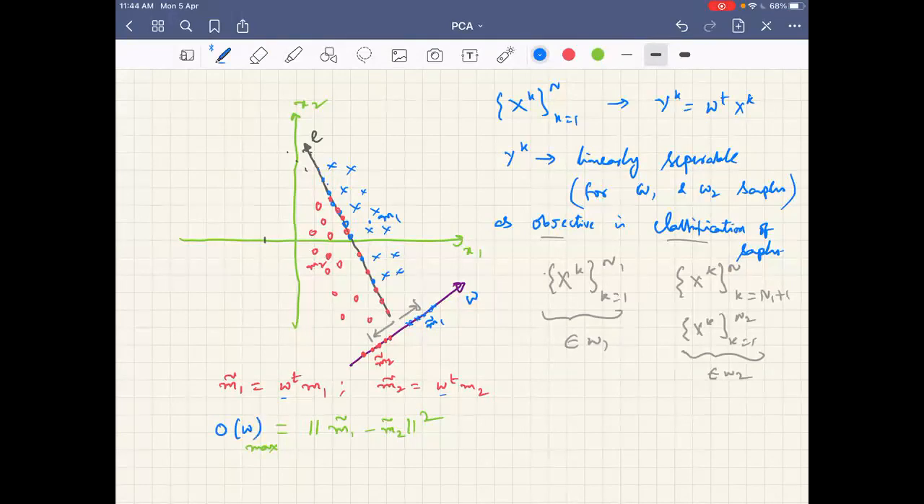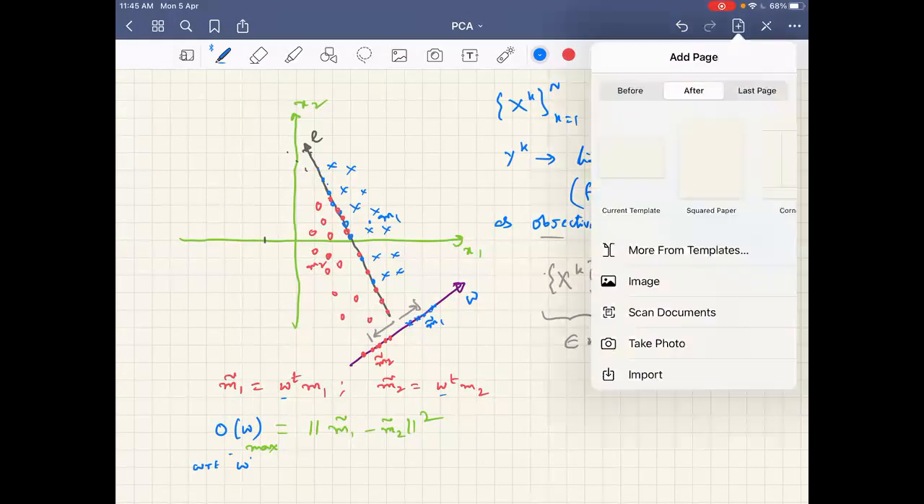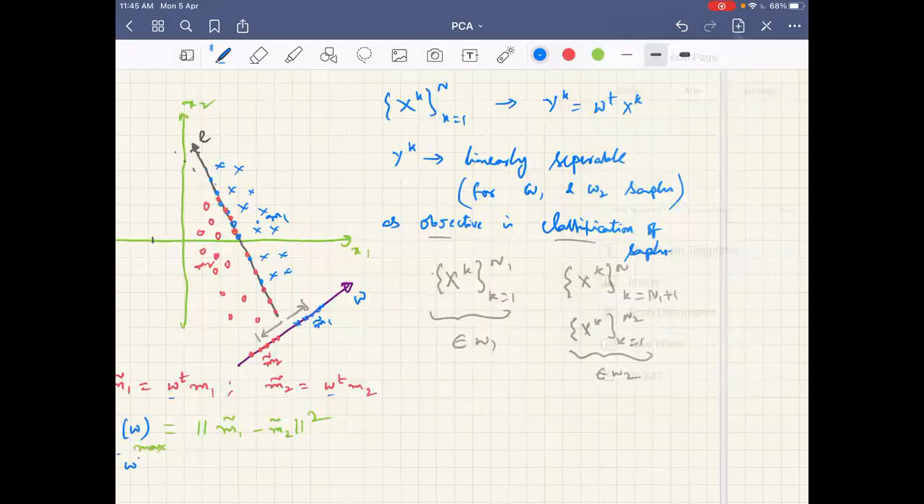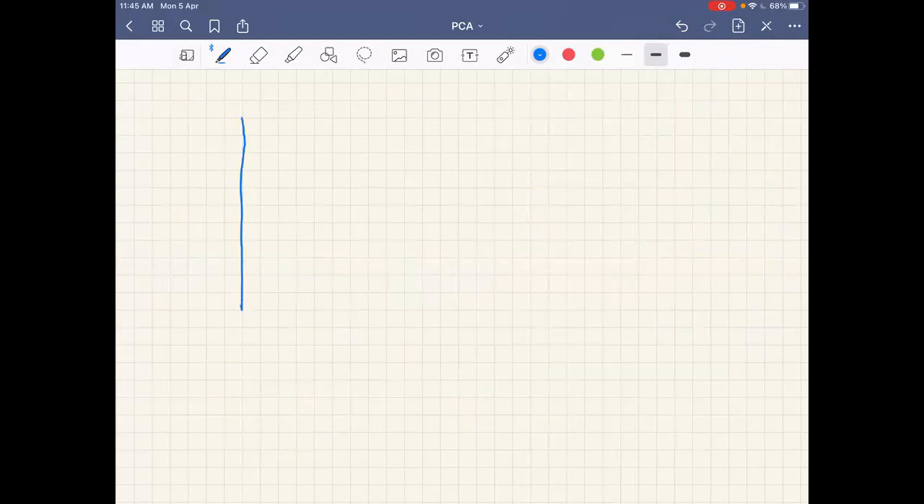Okay. So maximize with respect to what? Maximize with respect to W. Fine or not? You need to identify the direction W which will maximize this, M1 tilde minus M2 tilde, whole square. Very good. So then what is another point? Any other points? Is that all? If this is the case, I may create a scenario where the mean difference is maximized.